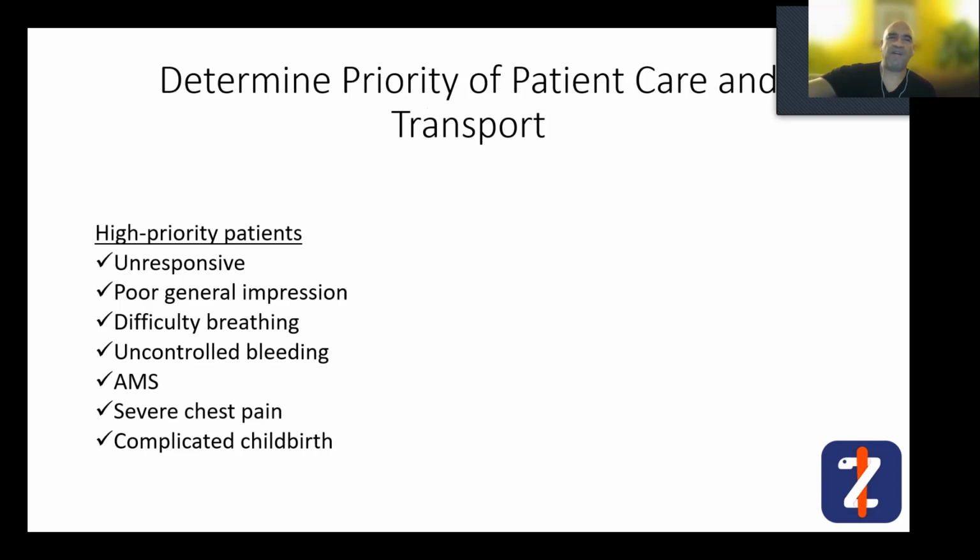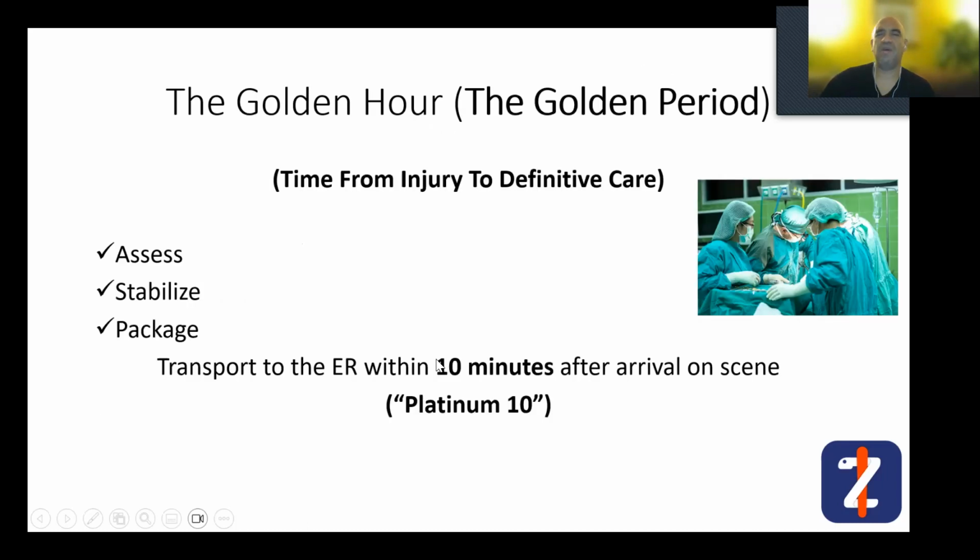All right, moving forward, we have to determine the priority of the patient's care and transport. These are the high priorities: an unresponsive patient, a really bad general impression of the patient, they don't look well at all, something along the lines of difficulty breathing, uncontrolled bleeding, then altered mental status or confusion. There are many reasons why this can happen. Chest pains, and definitely a complicated childbirth. So these are all our high priority patients.